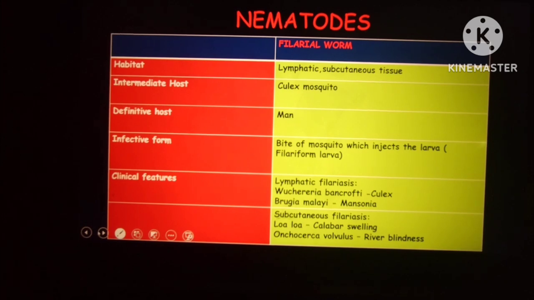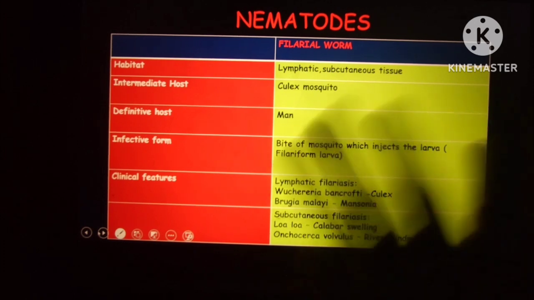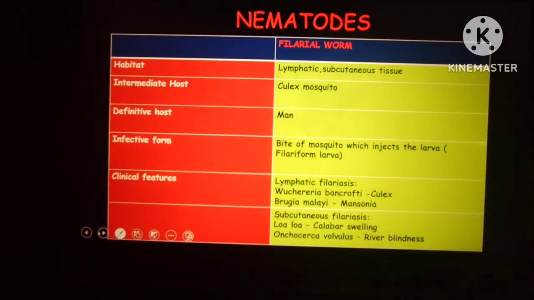So next we'll be dealing with lymphatic and subcutaneous worms. Coming to the filarial worm, it usually resides in lymphatic or subcutaneous tissue. The intermediate host here is Culex. I'm just giving a broad overview. The infective form here is the filariform larva. So just remember this, friends.